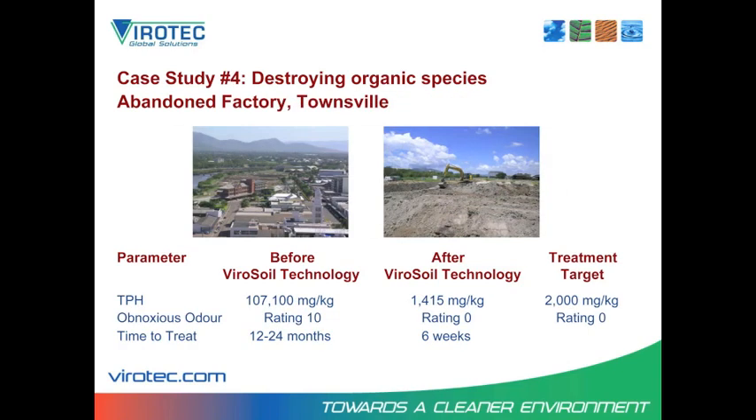Case study number 4, also destroying organic species at an abandoned factory. This actually was a former Queensland rail yard in Townsville. And you can see here fairly high measures for total petroleum hydrocarbons on the left. Odour was also a problem, and while it's not completely clear from this chart, the site is here, and this is the main street of Townsville, so odour was a bit of an issue. It was rated from 0 to 10, a rating of 10 on the obnoxious scale. Once the soil was excavated, and after treatment, it was rated 0, which was the treatment target.